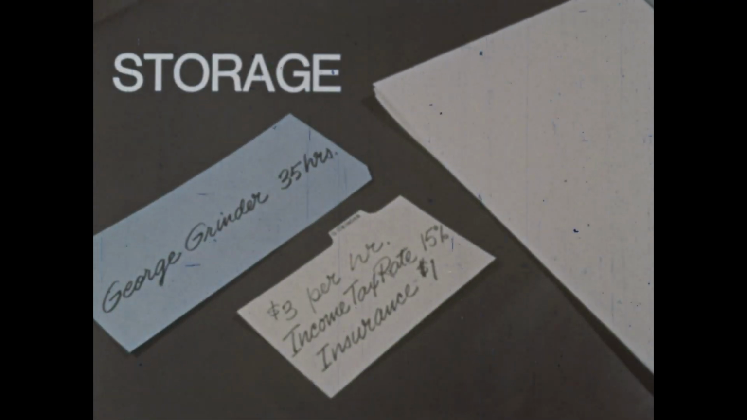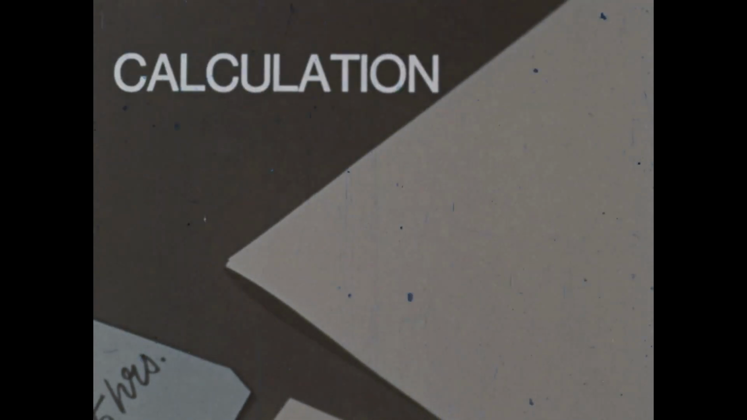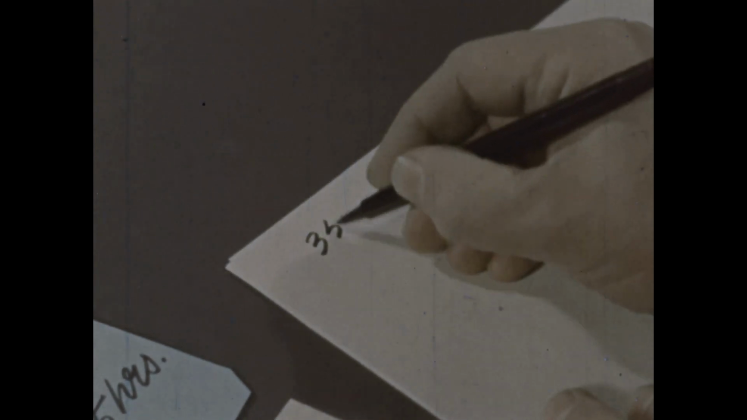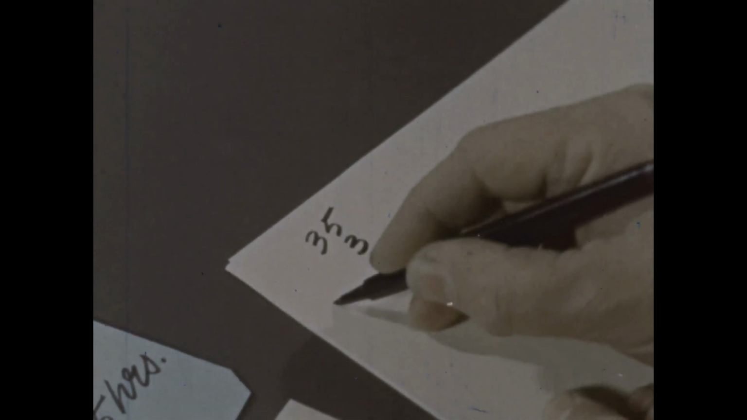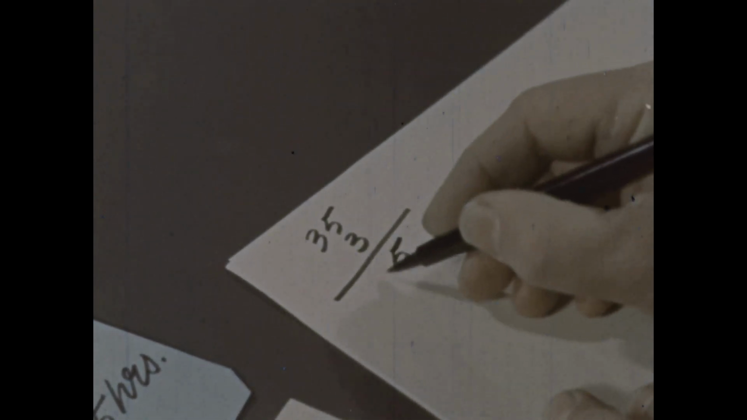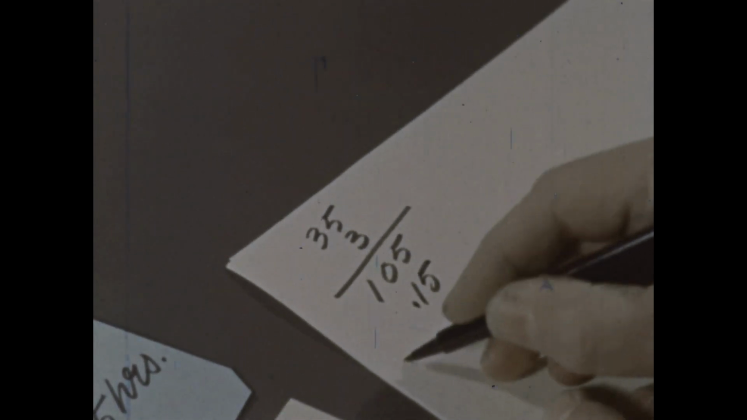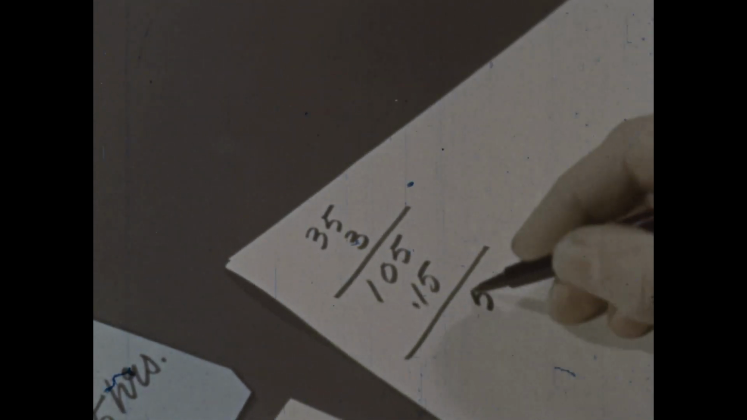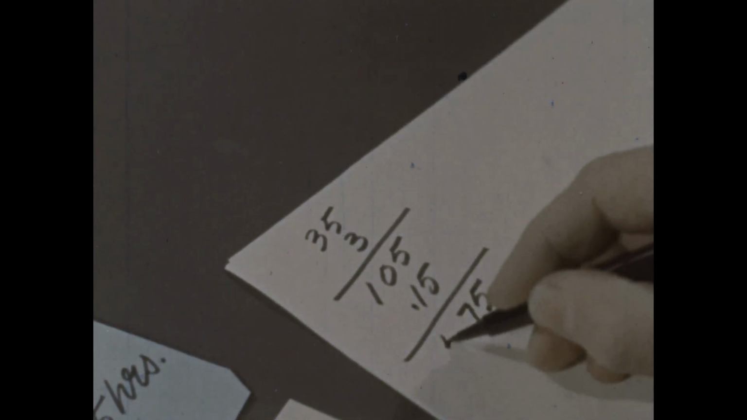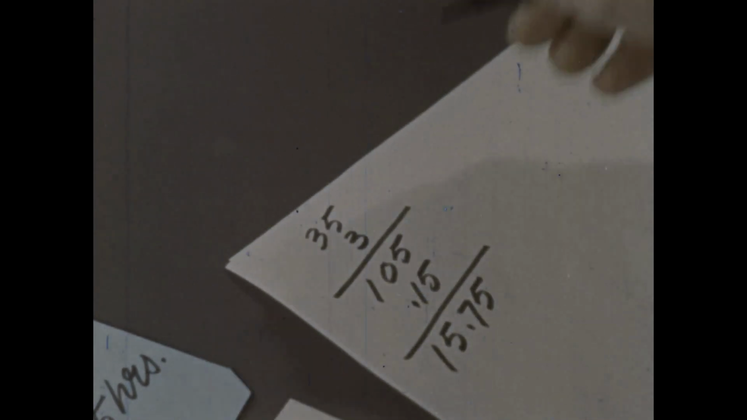Next, store them in a handy place. Then, calculate George's gross pay by multiplying the number of hours worked, 35, by his rate of pay, $3 an hour. That's $105. Now, the income tax deduction. That's it, $15.75.